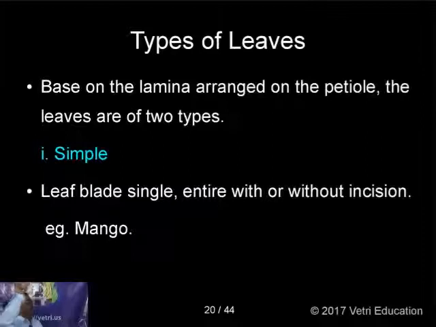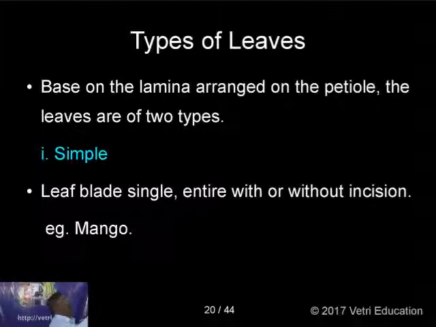Next, the types of leaves. Based on the lamina and also arrangement of the petiole, the leaves are of 2 types. One is called a simple leaf. There at the tip of the petiole, you can find only 1 leaf. The leaf may be entire or with incisions. Mango leaf is an example for a simple leaf.